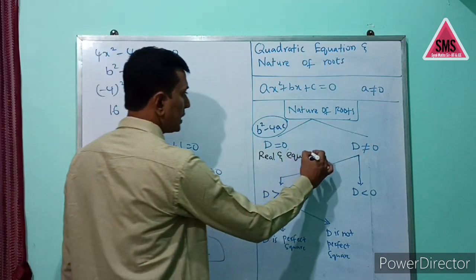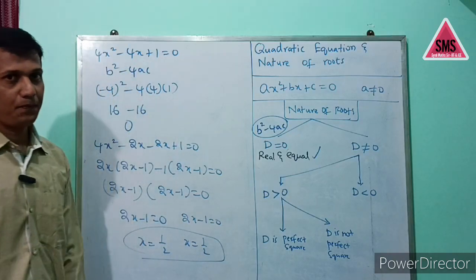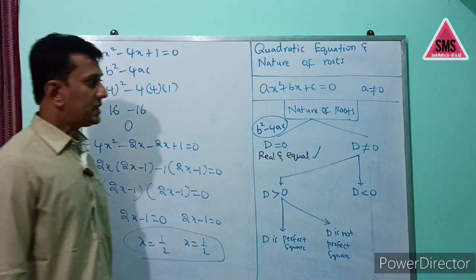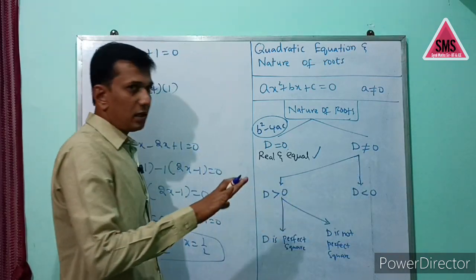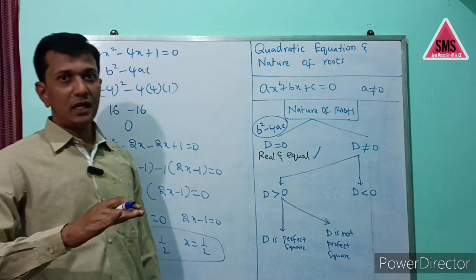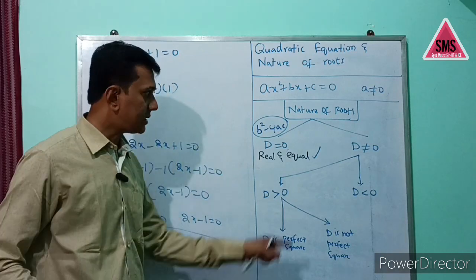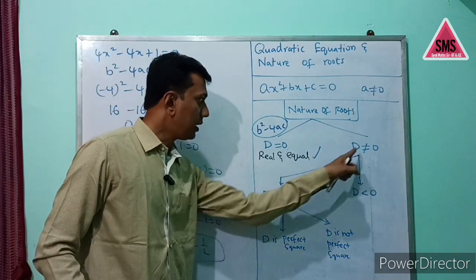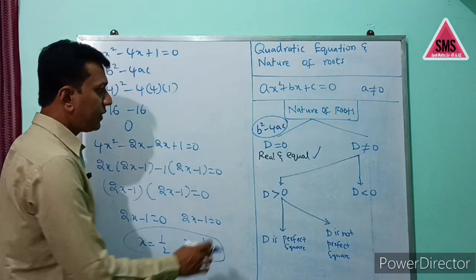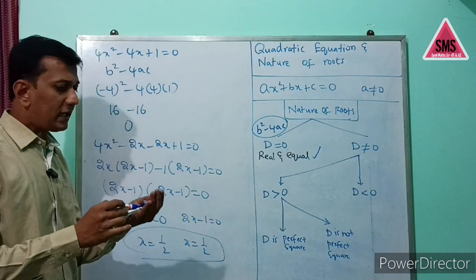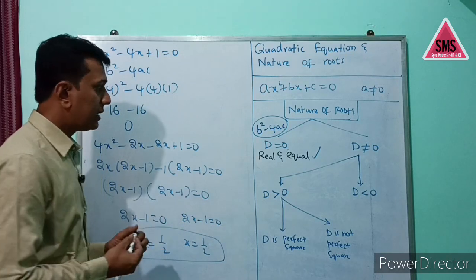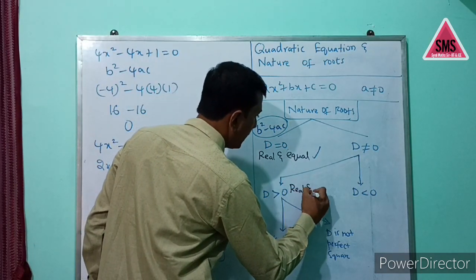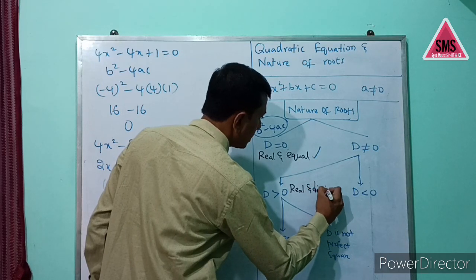So this condition is correct. This is verified. Now, D not equals to 0. What is the meaning of D not equals to 0? D is not 0. If it is not 0, either it will be greater than 0 or less than 0. Those are the conditions: D greater than 0, D less than 0. If D is greater than 0, what type of roots are we going to get? We are going to get real and distinct roots.